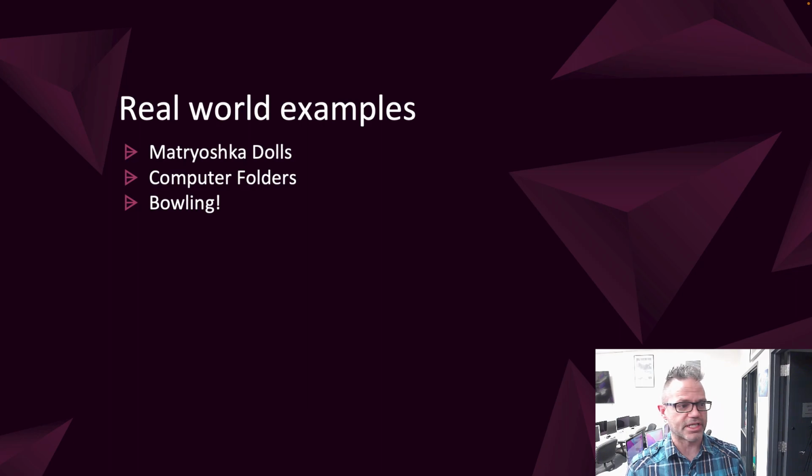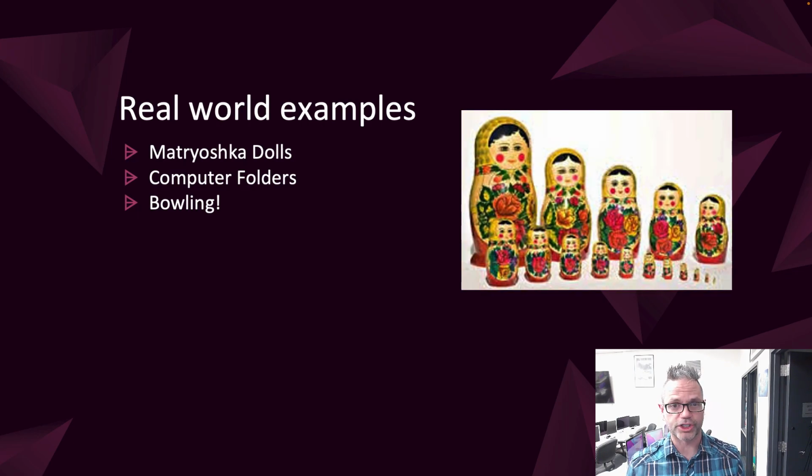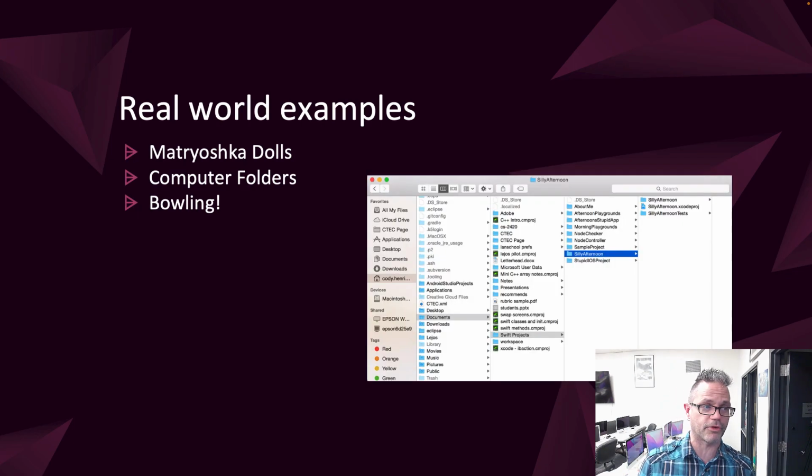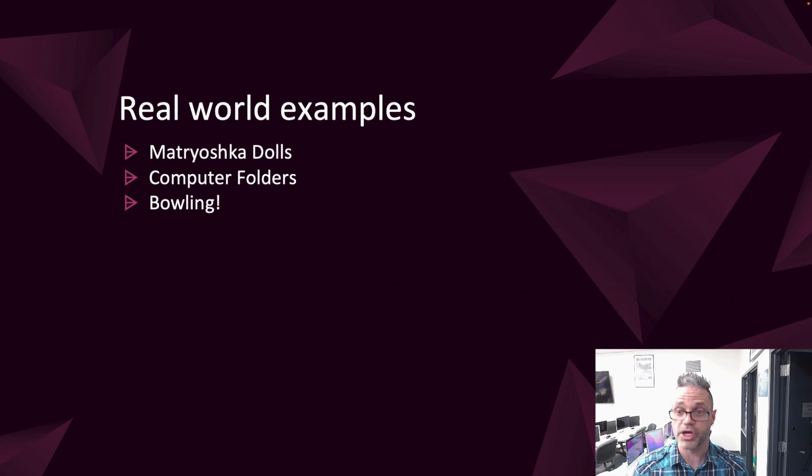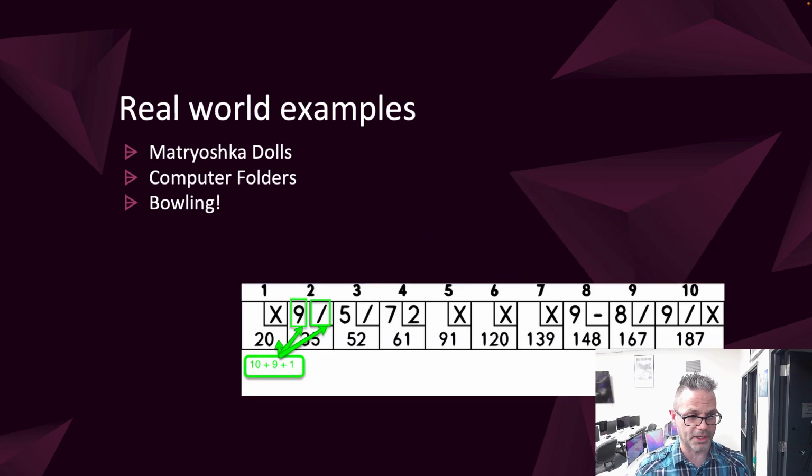A couple of real-world examples. We've got Matryoshka dolls, great little Russian dolls that nest inside each other. Another example is computer folders. Inside here, I've got folders inside of folders inside of folders, and I can recursively process those. We also have bowling, because your score is calculated based on the results of your previous score. So my strike happens after I get a non-strike. Okay, cool stuff.